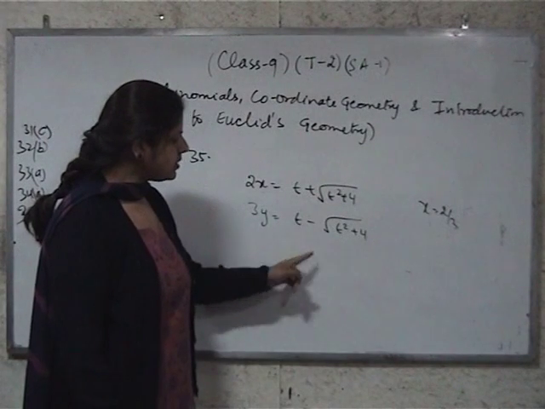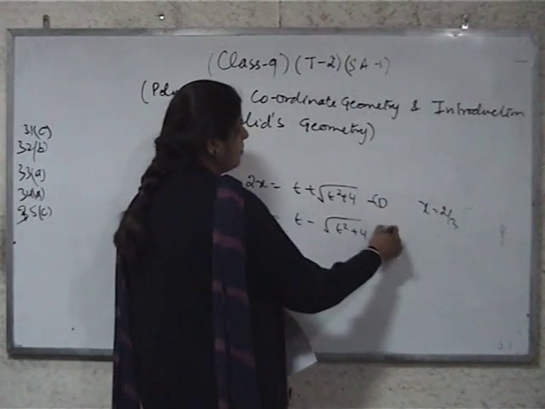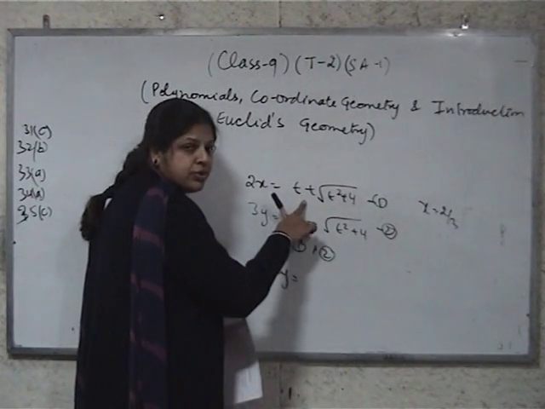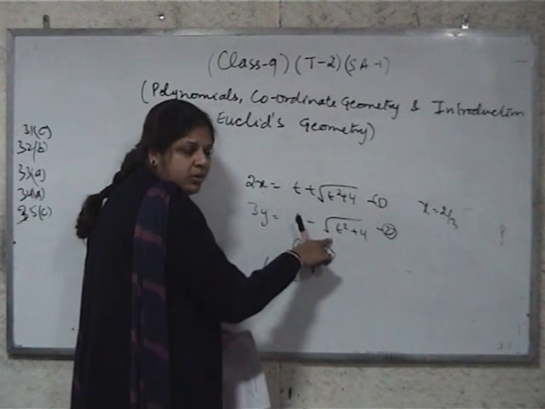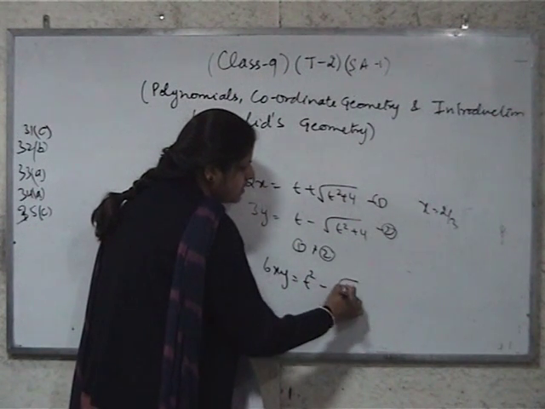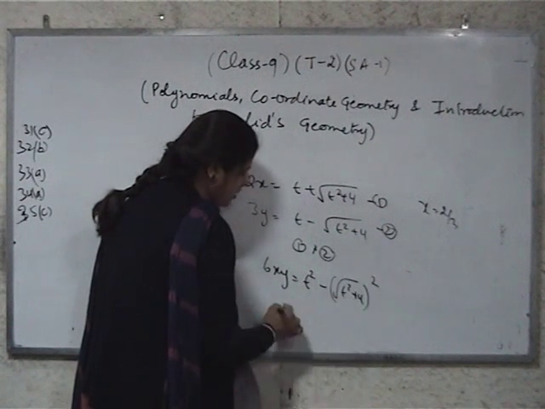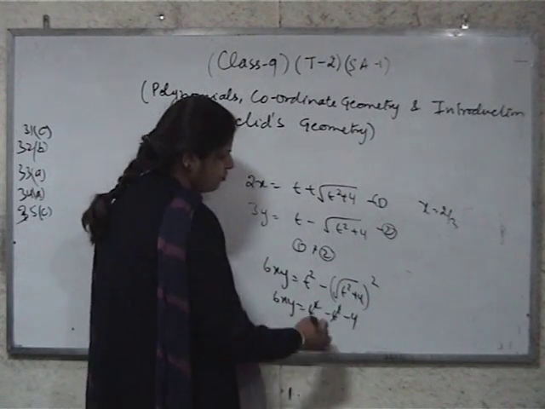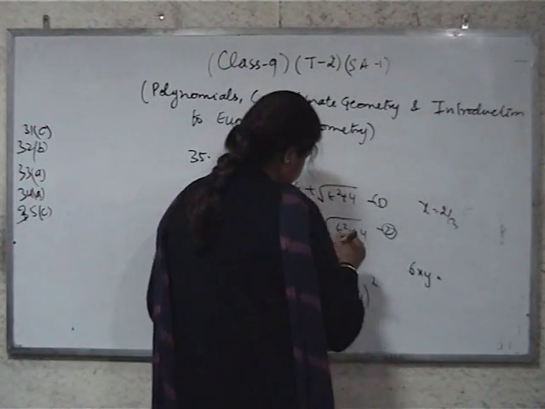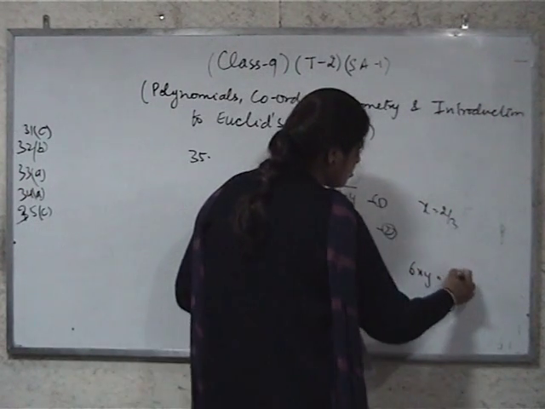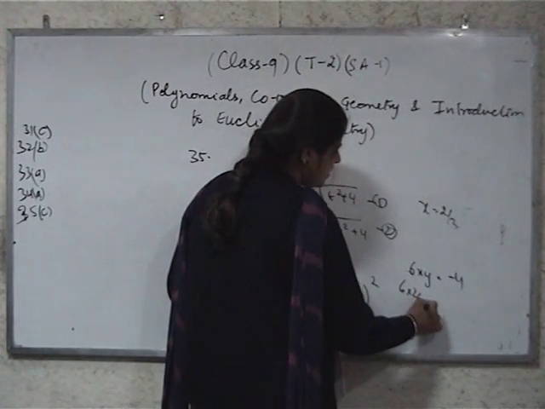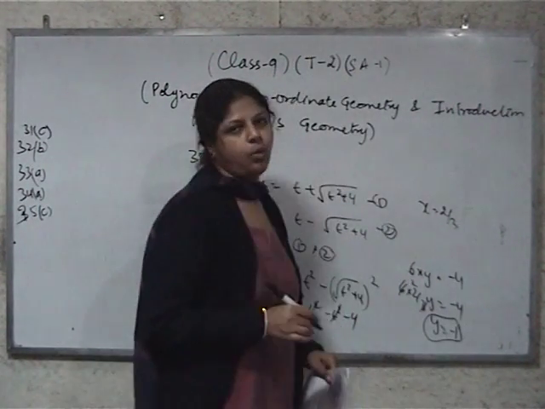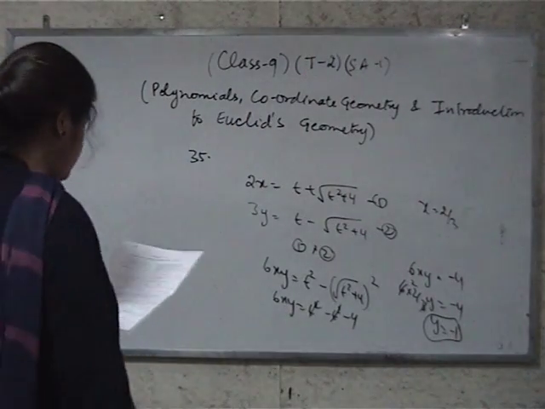See, if you look at these, if I multiply 1 and 2, what will I get? 6xy is equal to, can I use the formula a plus b into a minus b? What is it? a square minus b square, which makes it t square minus t square minus 4. 6xy is equal to minus 4. x is given to be 2 by 3. So y will become minus 1. Next is question number 36 and the answer for this is beta.